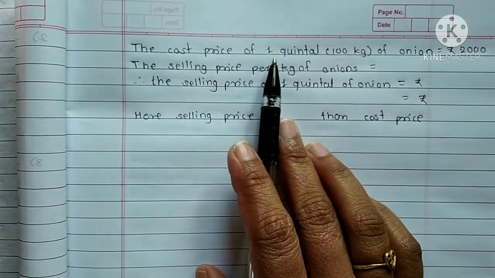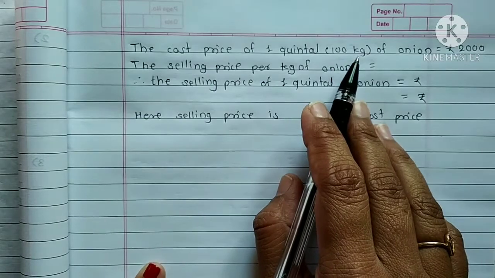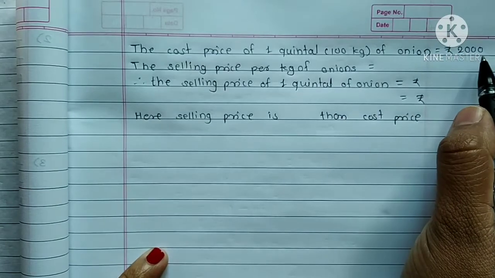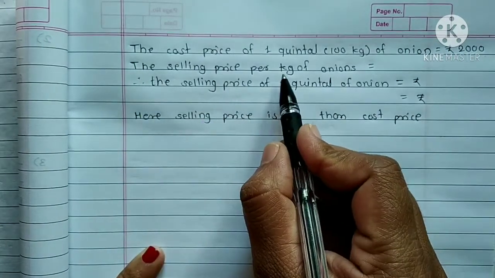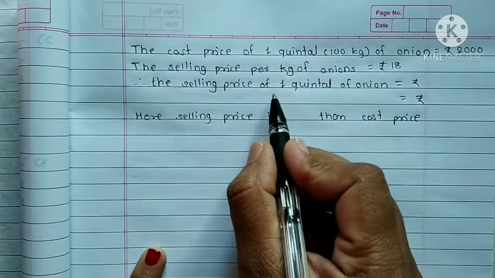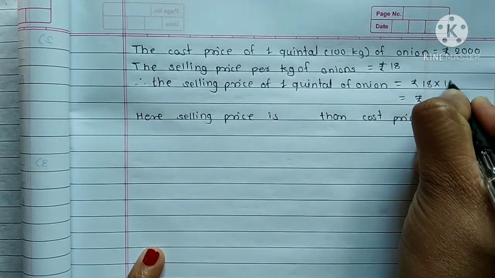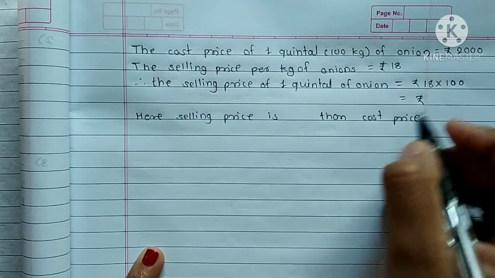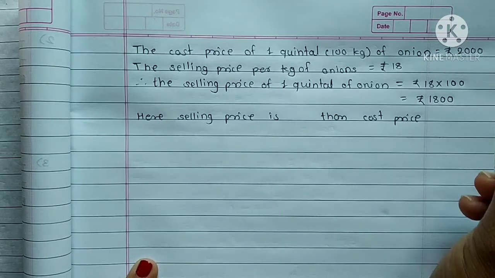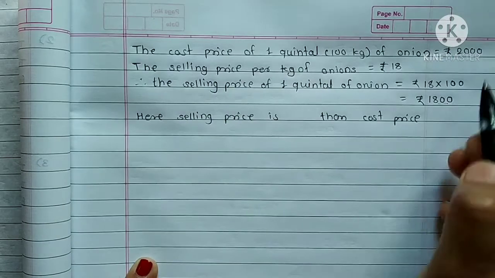Here the cost price of 1 quintal of onion, that is 1 quintal means 100 kg, is rupees 2000. The selling price per kg of onions is rupees 18. So selling price of 1 quintal of onion is 18 into 100 kg, which is equal to rupees 1800. See here.